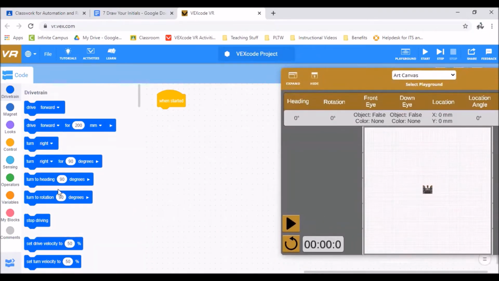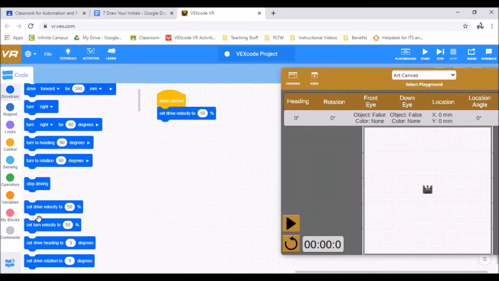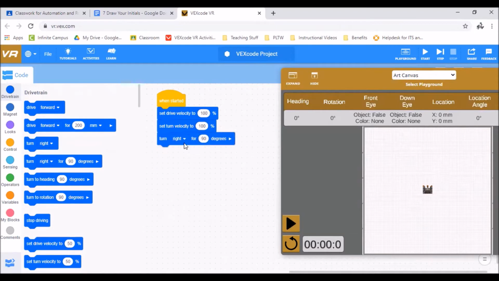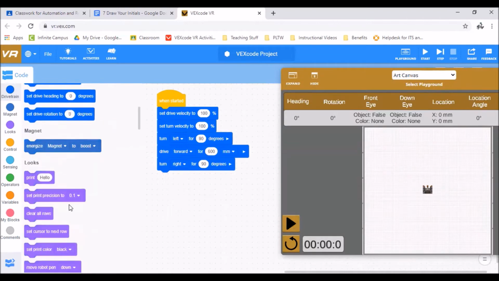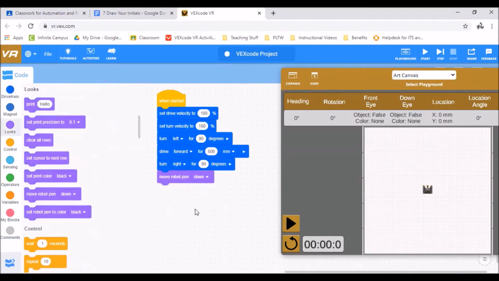What I'm going to do first, after I set my drive velocity and turn velocity to 100, is move my robot over to the left side of the screen. We could start our initials here, but that doesn't leave us a lot of room to drive from left to right as if you were writing them. So I want to turn left for 90 degrees, drive forward about 600 millimeters, that'll get us close to the side. I can turn back to the right. So now I'm starting without my marker down on this left side, and this gives me more room to write my initials. I can then place my marker down because now we're ready to write.